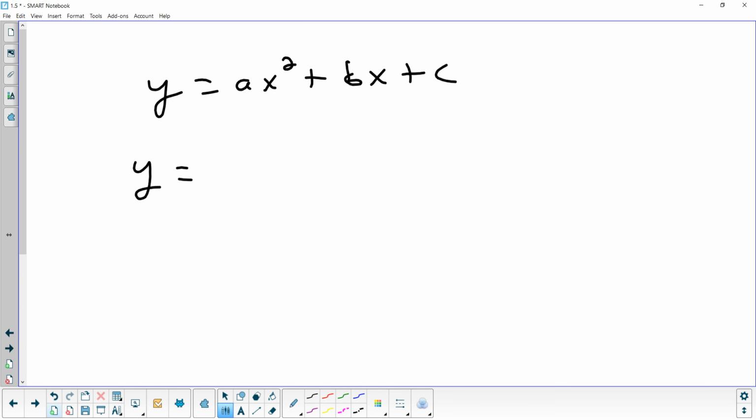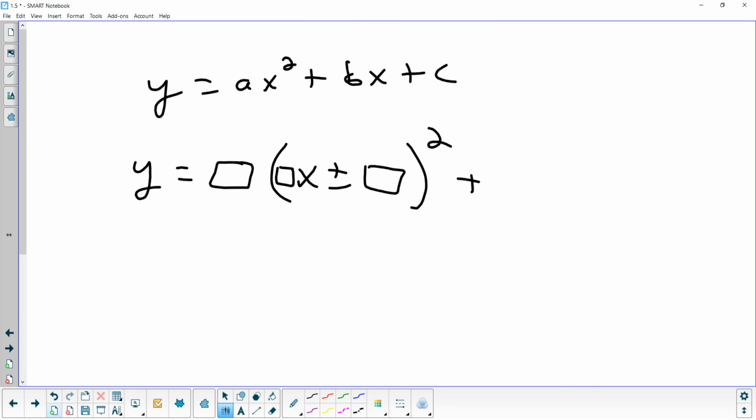Unfortunately, if your parabola is written that way, you can't tell the transformations easily. It has to be written something like this. A number, those are the 4 transformations we're going to look at.